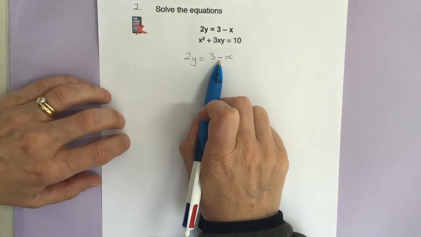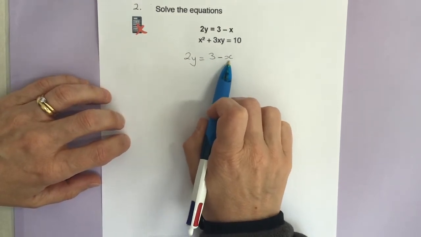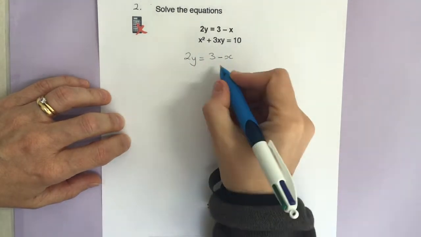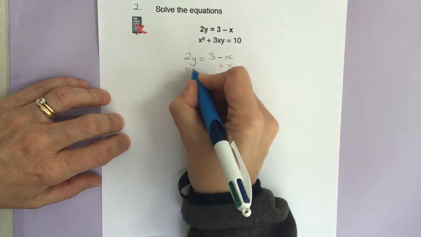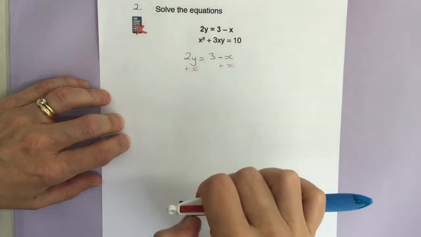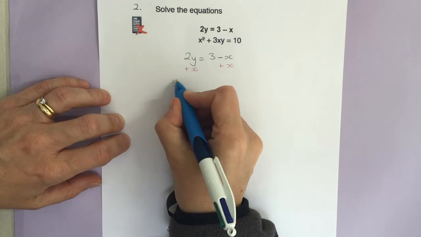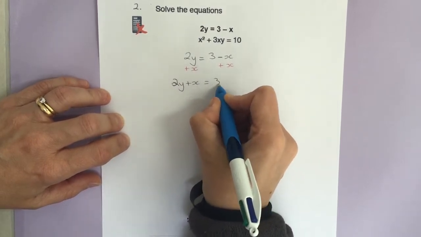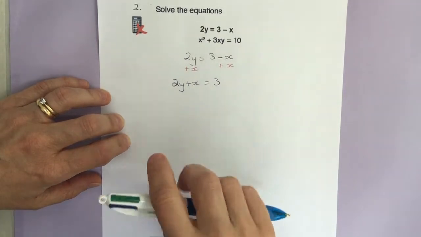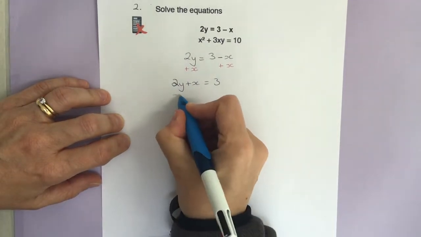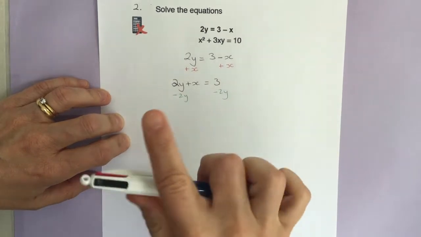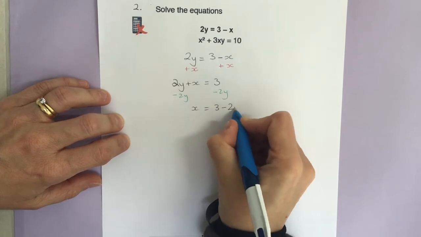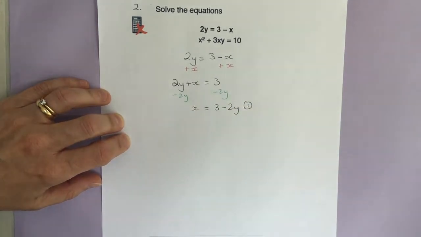Because it's negative here, I'm going to add x. I'm going to take x over to this other side just to get it to be positive on this other side. So I'm going to rearrange that by adding x to both sides. And then I'm going to have 2y plus x is equal to 3. And now I can get x on its own by subtracting that 2y from both sides. So x is equal to 3 minus 2y. And I'm going to call that equation 1.